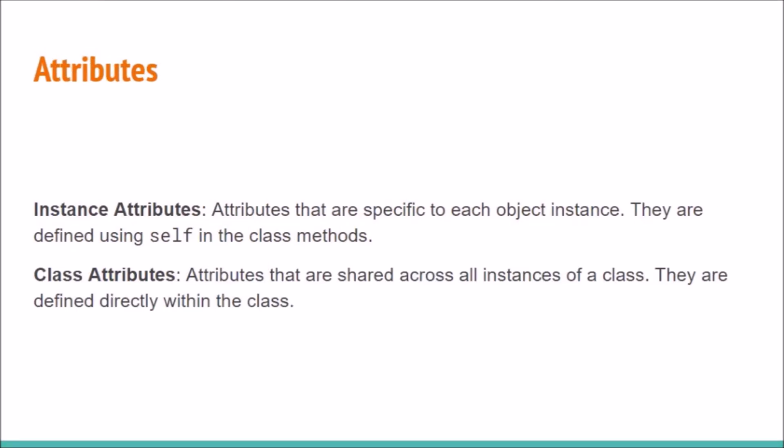Attributes. Instance attributes are attributes that are specific to each object instance. They are defined using self in the class methods. Class attributes are attributes that are shared across all instances of a class. They are defined directly within the class.